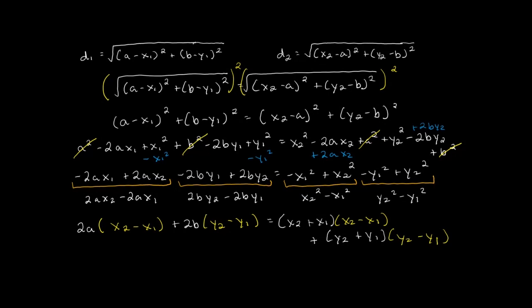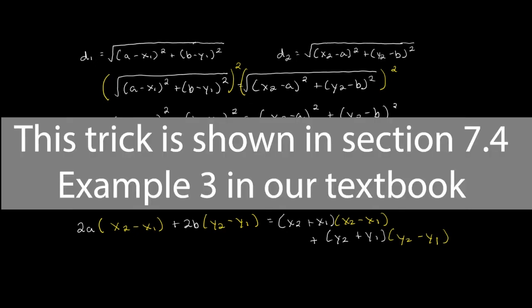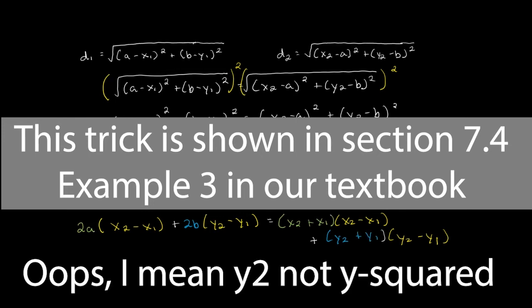But if we look at the x pieces, if they both have an x2 minus x1 and these things have to be equal, then what's in front of them also has to be equal. So that means the 2a has to equal this x2 plus x1 in order for these things to truly be equal. And it's the same thing with the y's. Since you have y2 minus y1 and these things have to be equal, that means what's in front also has to be equal. 2b and y2 plus y1.